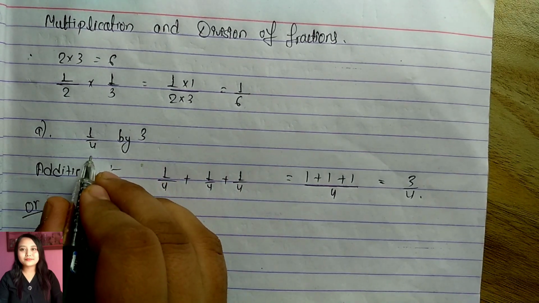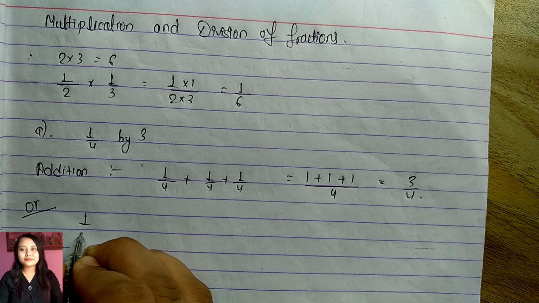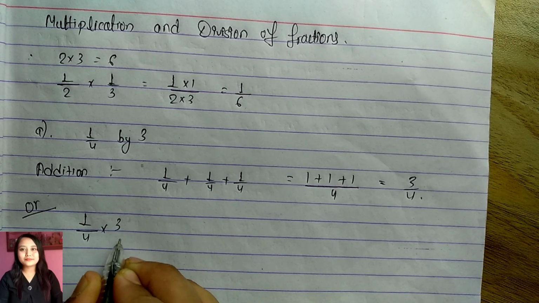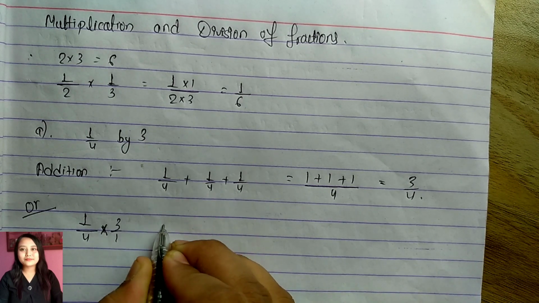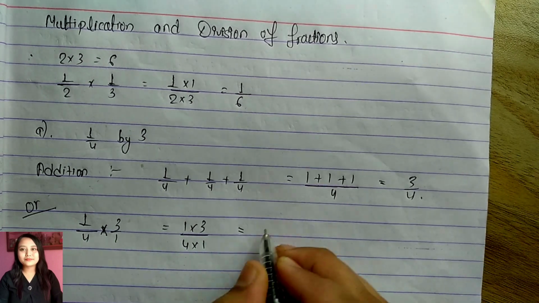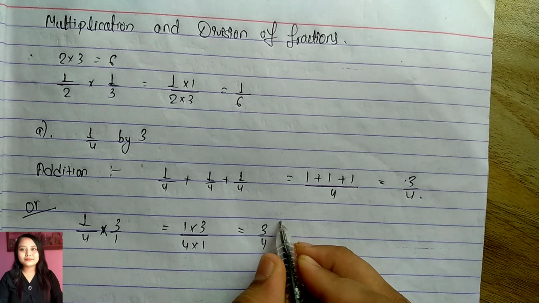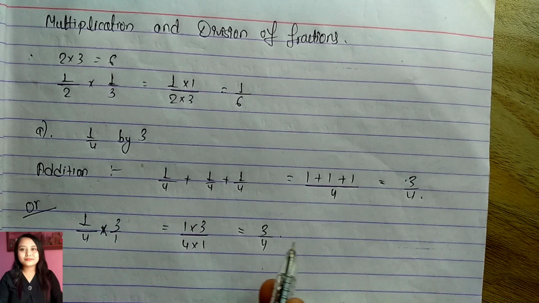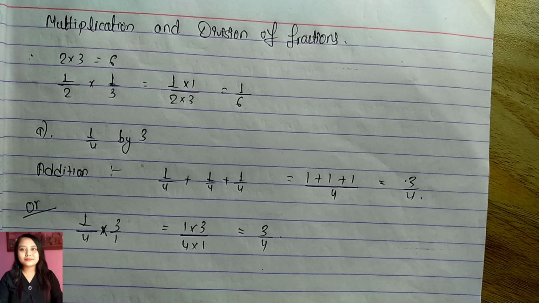We can do it in this method, or we have the direct multiplication method. 1 by 4 by 3 means it is 1 by 4 times 3. So we can directly do 1 by 4 into 3. Since here the denominator is 1, we consider the denominator 1, and here is the multiplication sign, so the numerators will be multiplied and the denominators will also be multiplied. So it's also equal to 3 by 4. Now you can see both of the answers are the same. So either you do it by the addition method or the direct multiplication method, this multiplication of fractions can be done.